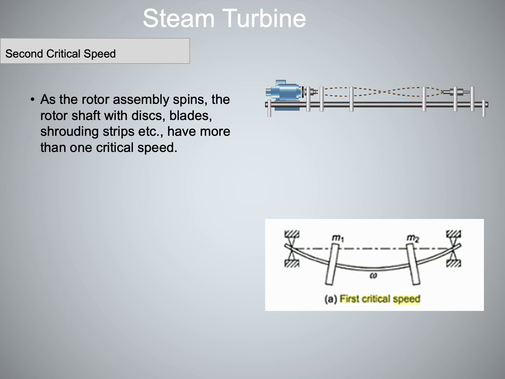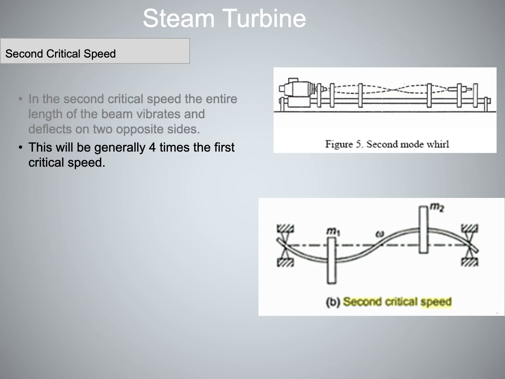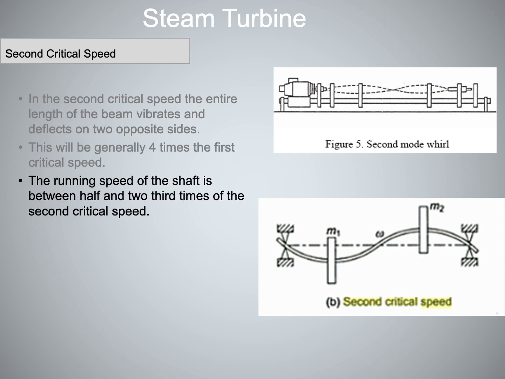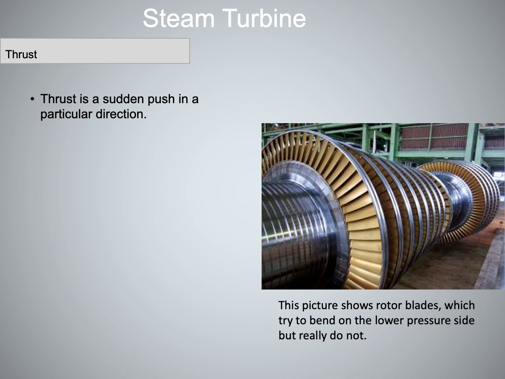As the rotor assembly spins, the rotor shaft with discs, blades, shrouding strips etc. have more than one critical speed. In the second critical speed, the entire length of the beam vibrates and deflects on two opposite sides. This will be generally 4 times the first critical speed. The running speed of the shaft, T, is between half and 2/3 times of the second critical speed. The turbine is provided with the overspeed limiter to shut the turbine operation down before it reaches the second critical speed.